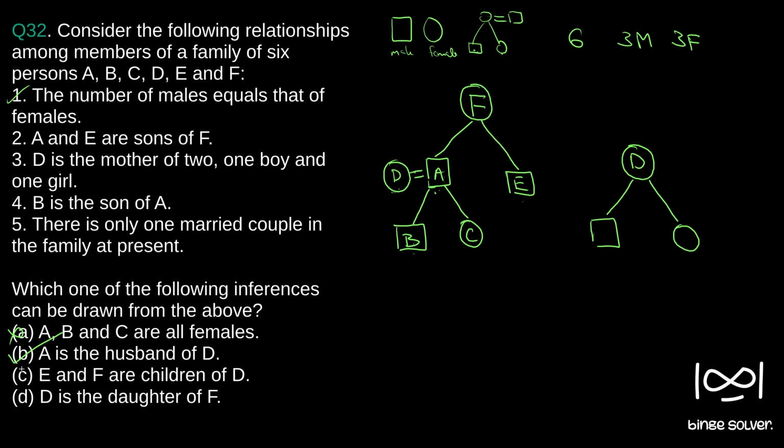So we don't have to check C and D. In the exam hall, you can right away go to the next question, but we will just check C and D. E and F are children of D. E and F are not children of D. That is wrong. D is the daughter of F is also wrong. A is the son and D is A's husband. So this is also wrong. So the only correct option is B. So solution to question 32 is B. A is the husband of D.